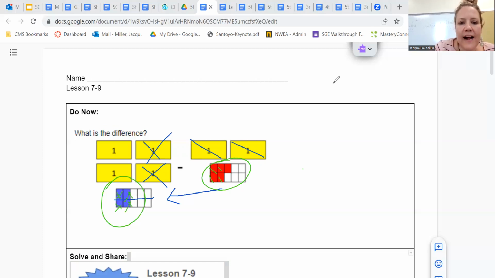But we still have that 1/10 left. So how do we take that away? So to do that, you have to look at that whole up here, and you turn this whole into tenths.